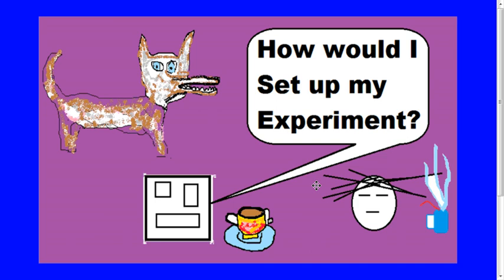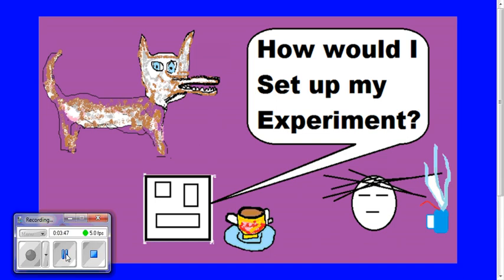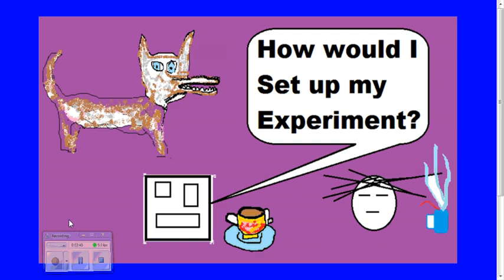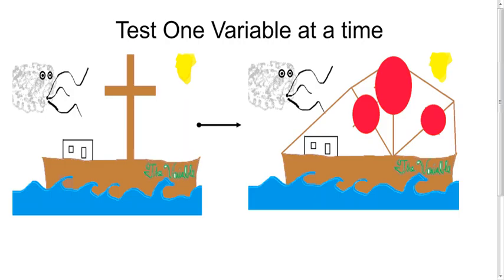Now, Crazy Hair gets asked by Dr. Square, how would I set up my experiment? Well, Crazy Hair tells him you would set up your experiment using some key factors. One is that you would test one variable at a time.